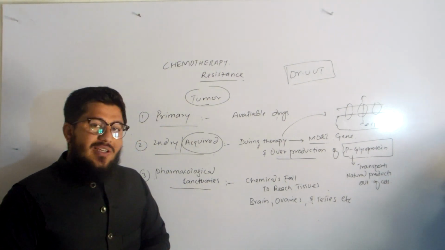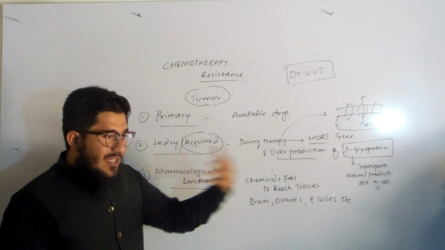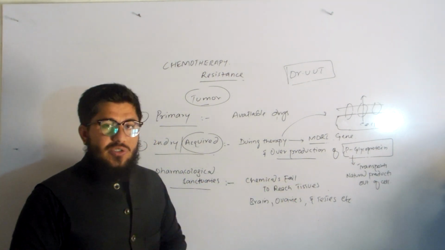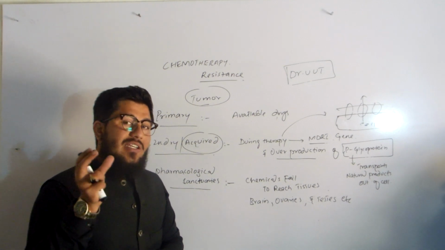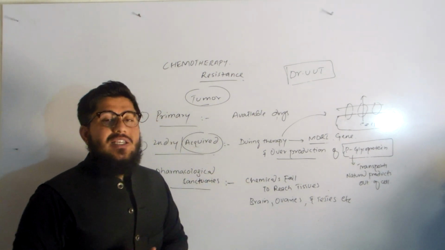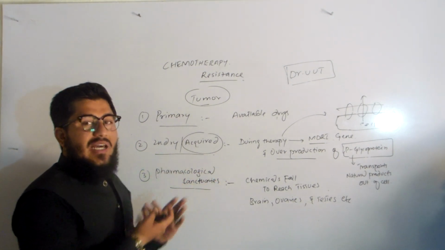What are the pharmacological sanctuaries? It is actually the chemical that you are giving to the patient that fails to reach the tissues. That is known as pharmacological sanctuaries. The medication that fails to reach the tissues is known as pharmacological sanctuaries. And now this is also a type of resistance.